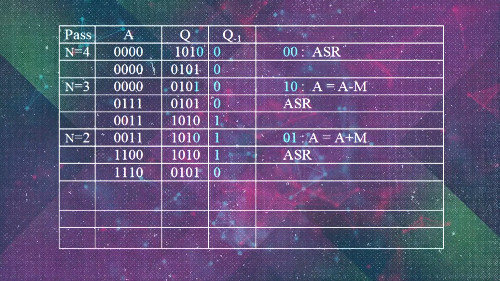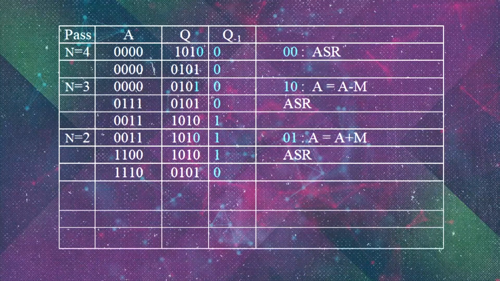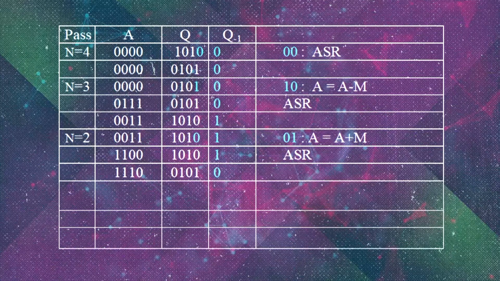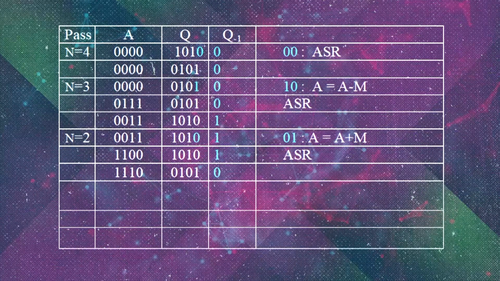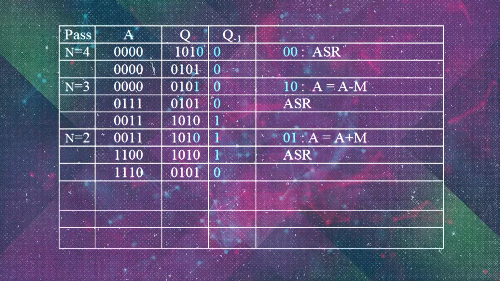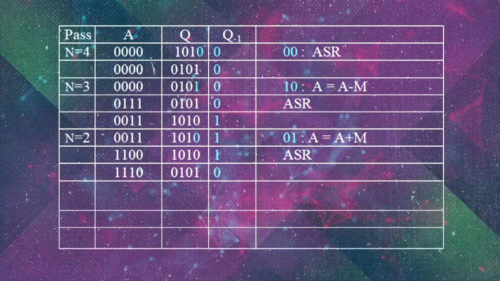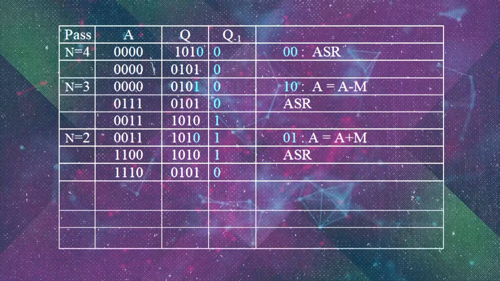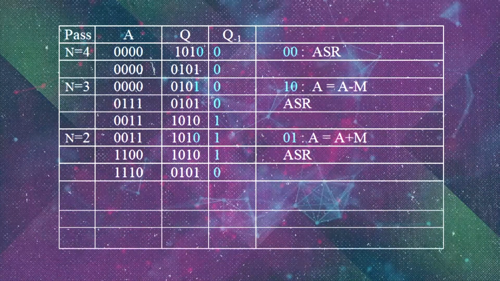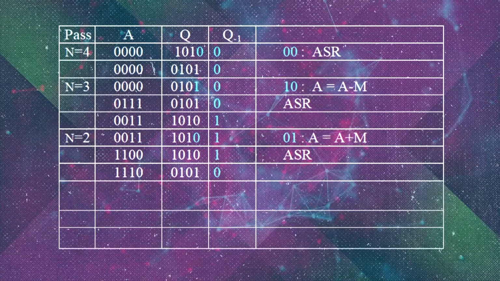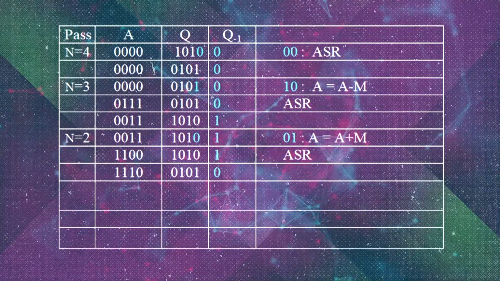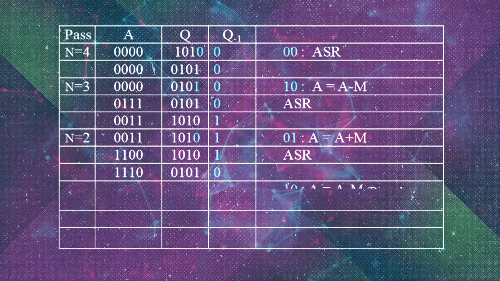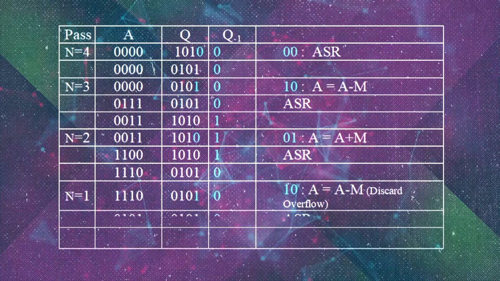So, go for A equal to A plus M followed by ASR. So, A equal to 0 0 1 1 plus 1 0 0 1 which is equal to 1 1 0 0. Q is the same, that is 1 0 1 0. Store Q naught in Q minus 1. After the arithmetic shift right, the values of A, Q and Q minus 1 are 1 1 1 0, 0 1 0 1, 0 respectively. Then n equal to n minus 1, that is equal to 1.